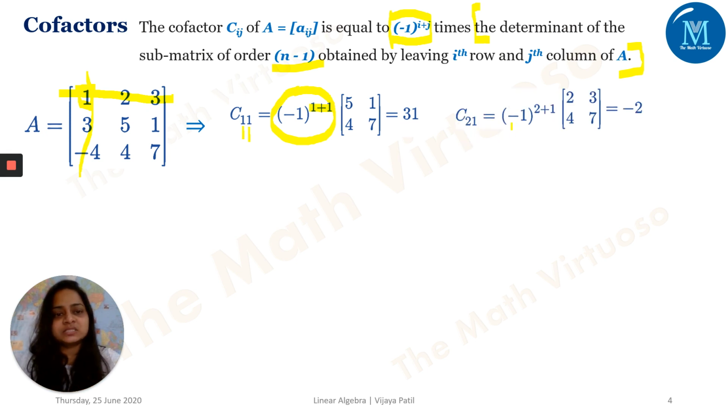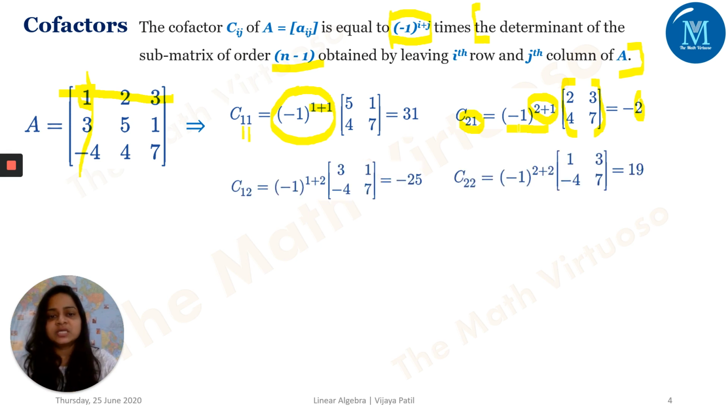Similarly, C21 is minus 1 to the power 2 plus 1, since this is the element in row 2, column 1. If you observe here, the determinant of this matrix is 2, 3, 4, 7, and it is multiplied by minus 1 to the power 2 plus 1. Minus 1 to the power 2 plus 1 is minus 1 to the power 3, which is minus 1. So the minor, or the determinant of 2, 3, 4, 7, is 2, and this minus sign comes from here.